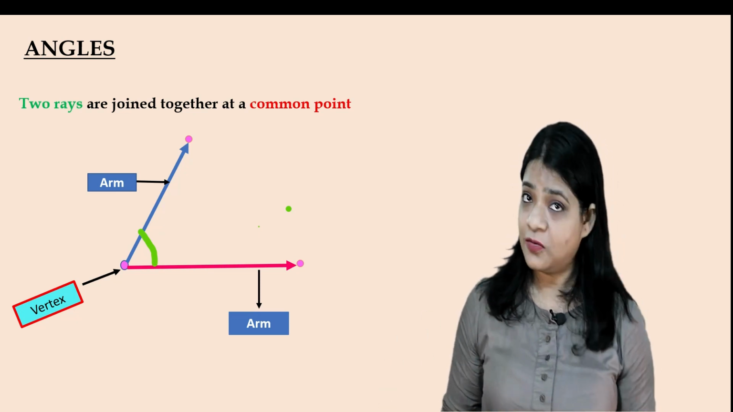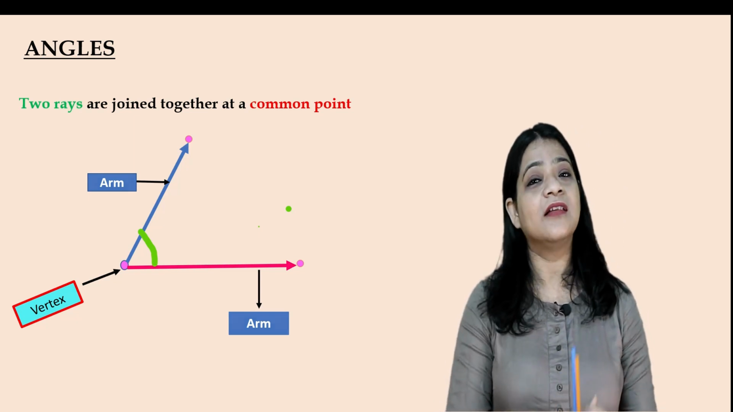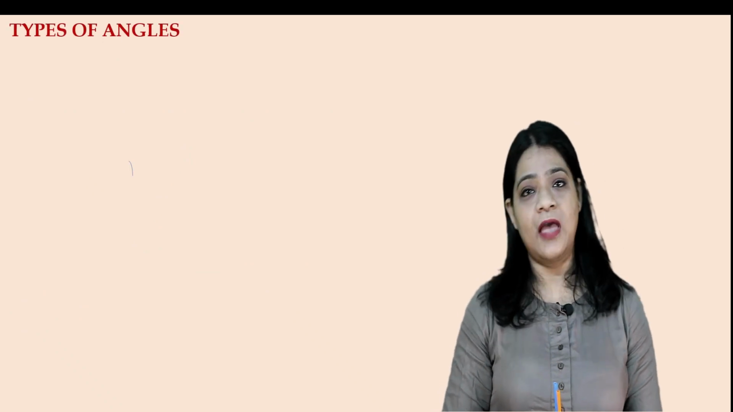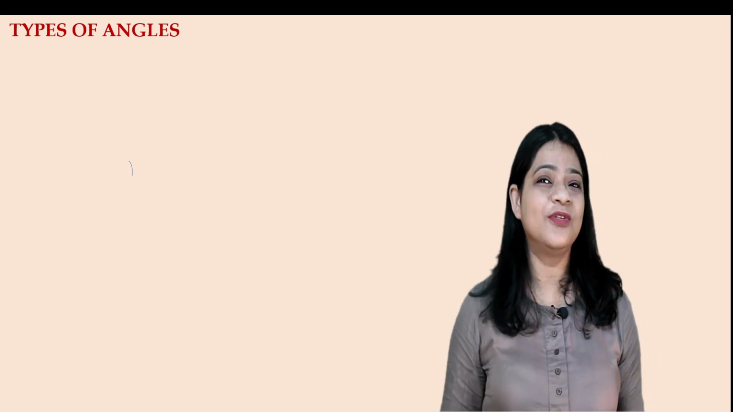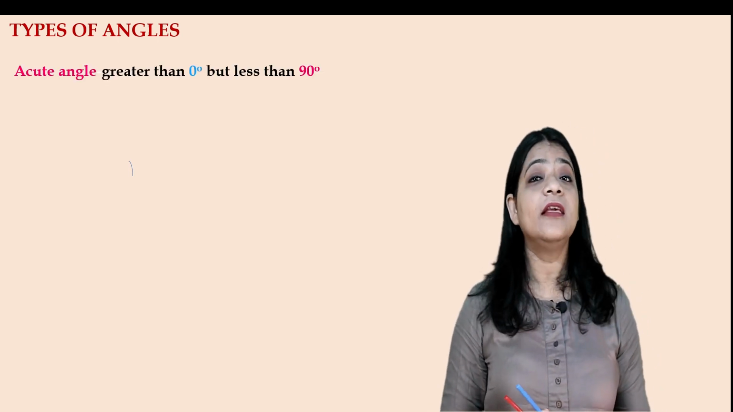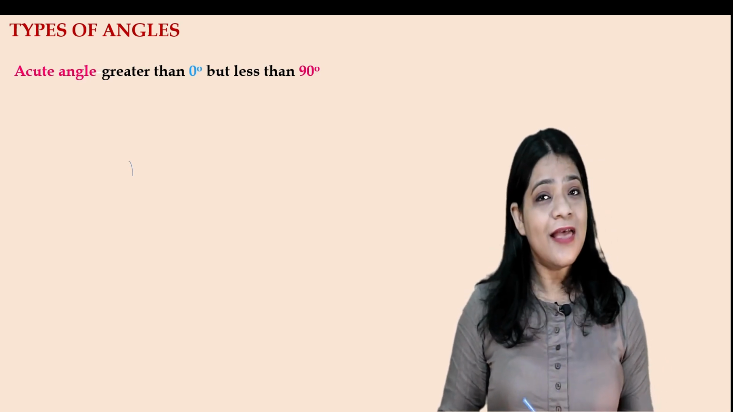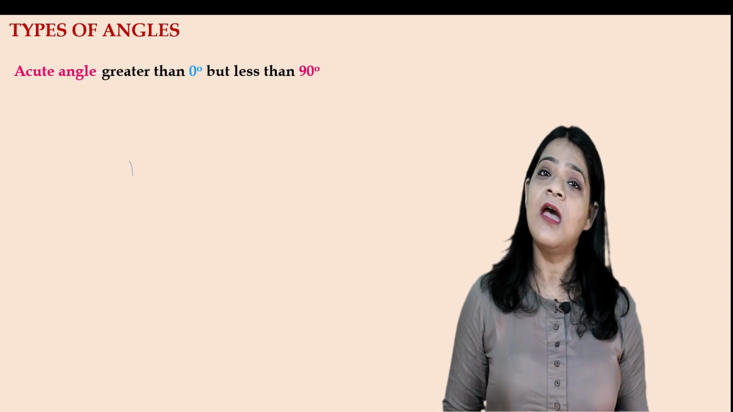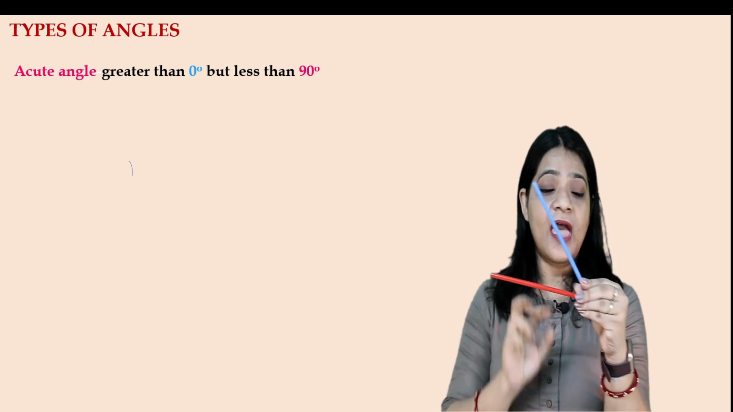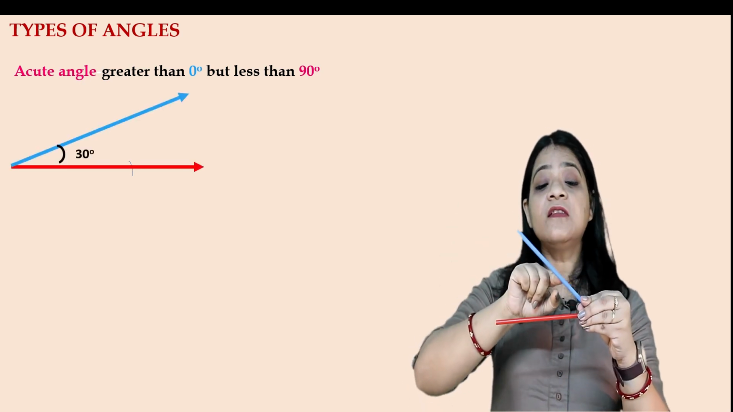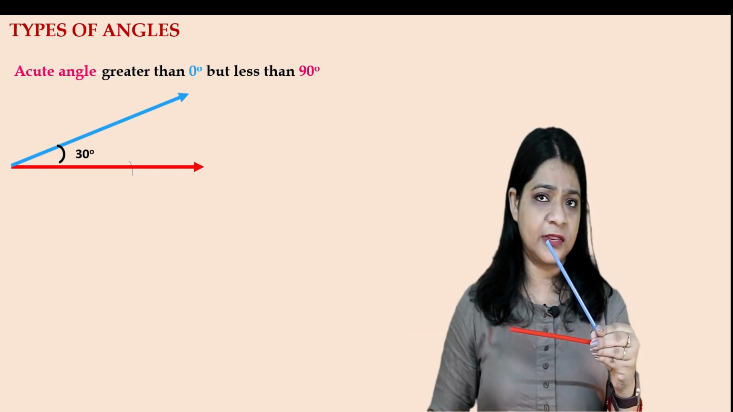Now, depending on the measurement of the angles, angles are divided into various types. So, let us have a look at the types of angles. The first angle is called an acute angle, which you all know. An acute angle is any angle that measures more than 0 degrees but less than 90 degrees. So, these are the two arms of the angle, and this is the vertex. At this particular position it is an acute angle, suppose measuring 30 degrees.